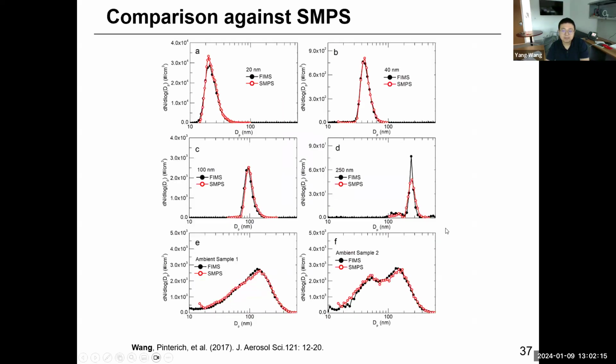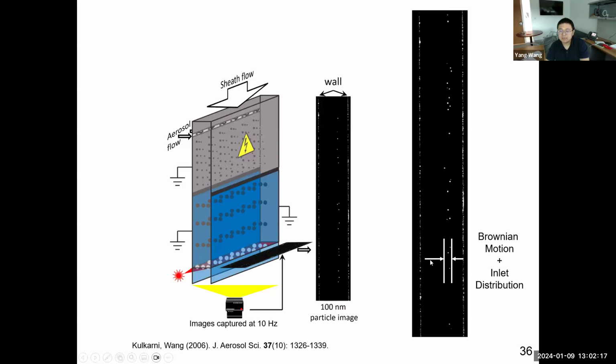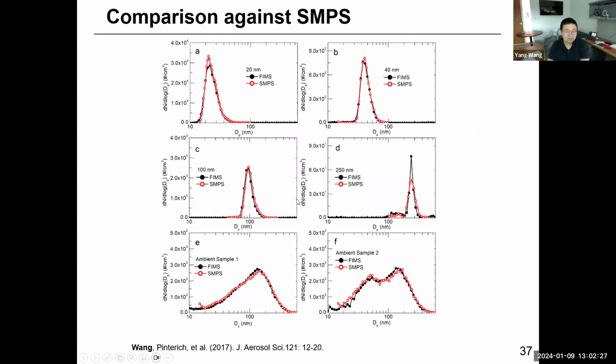So because of that, we further designed or updated the FIMS system so that it can accommodate a wider size range. I'll skip the discussion on that. Feel free to let me know if you're interested. But we tested the FIMS system and compared it against the SMPS system. So you can see the two instruments agree really well, right? But more importantly, the FIMS can provide these concentrations at a much higher speed. So you can achieve a resolution of 1 Hertz.